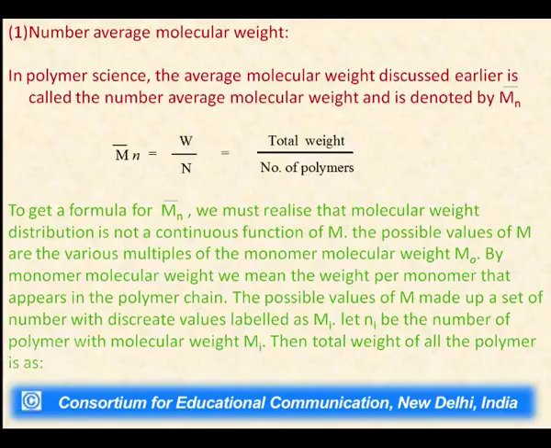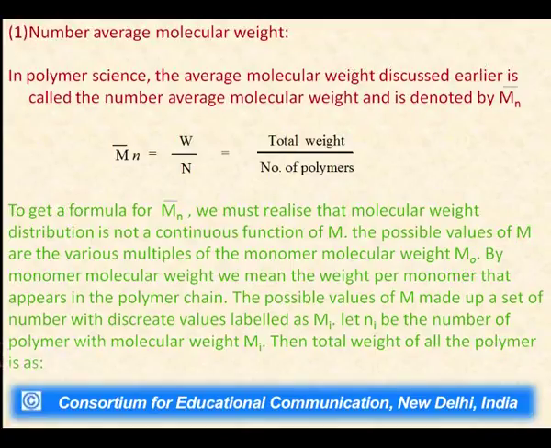In polymer science, the average molecular weight discussed earlier is called the number average molecular weight and is denoted by Mn. This Mn is the ratio of total weight and the number of polymers present. To get the formula for Mn, we must realize that molecular weight distribution is not a continuous function of M. The possible values of M are the various multiples of the monomer molecular weight, which means the weight per monomer that appears in the polymer chain.